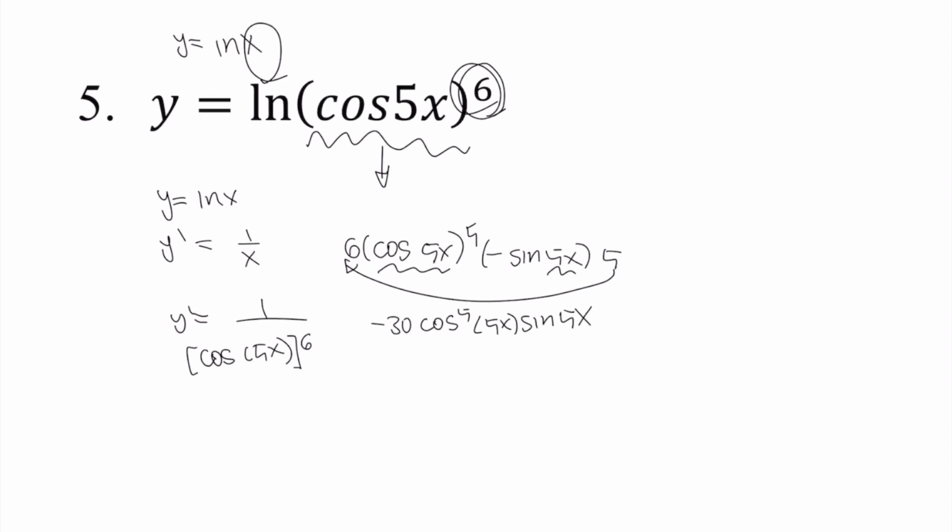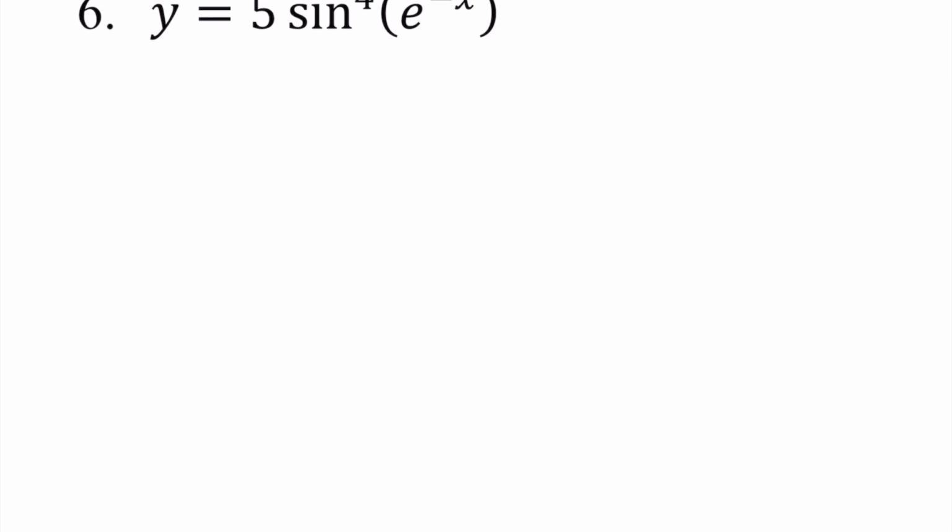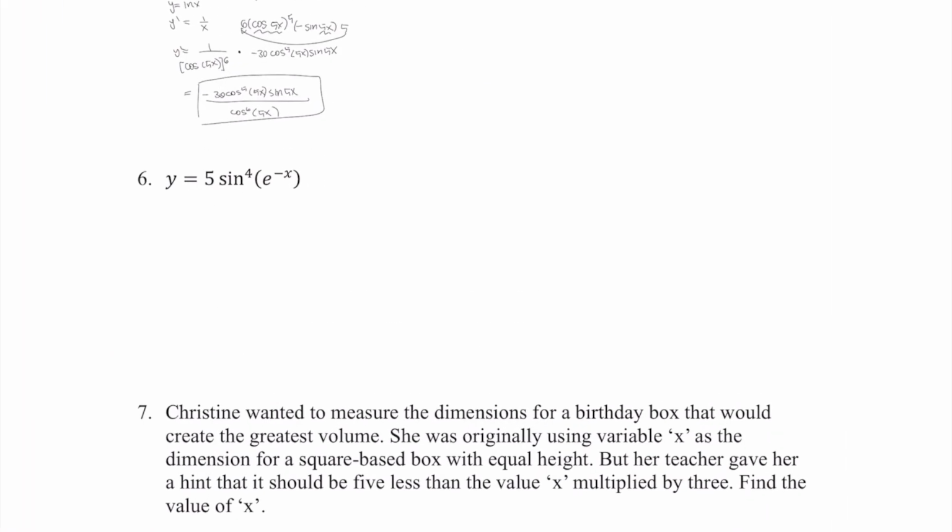So that's the thing that you need to multiply to this, which is equal to negative 30 cosine 5x sine 5x over cosine to the 6th of 5x. Yeah, so this is the answer to the 5th question. We have 2 more questions left.